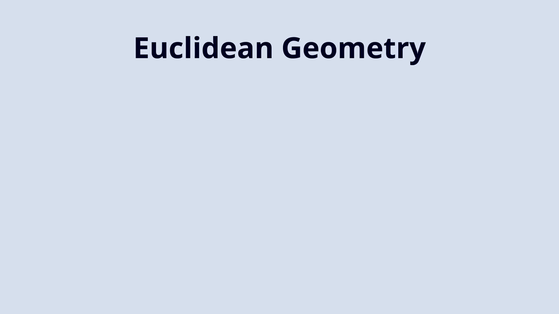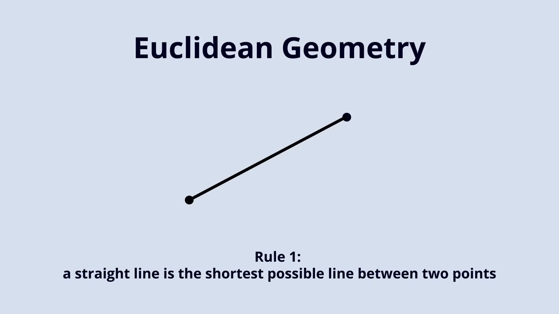First, we say the shortest possible line between two points is one without curvature. You can see how introducing any curves on this line would make it longer. So, rule number one, a straight line is the shortest line between two points.